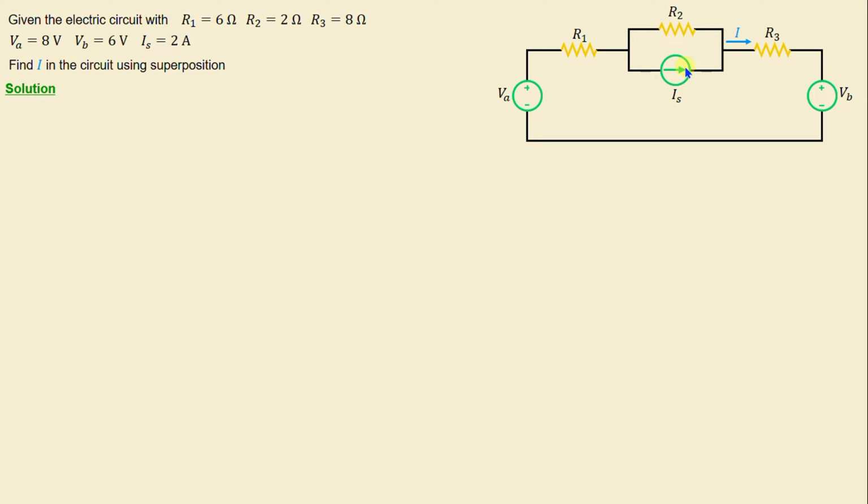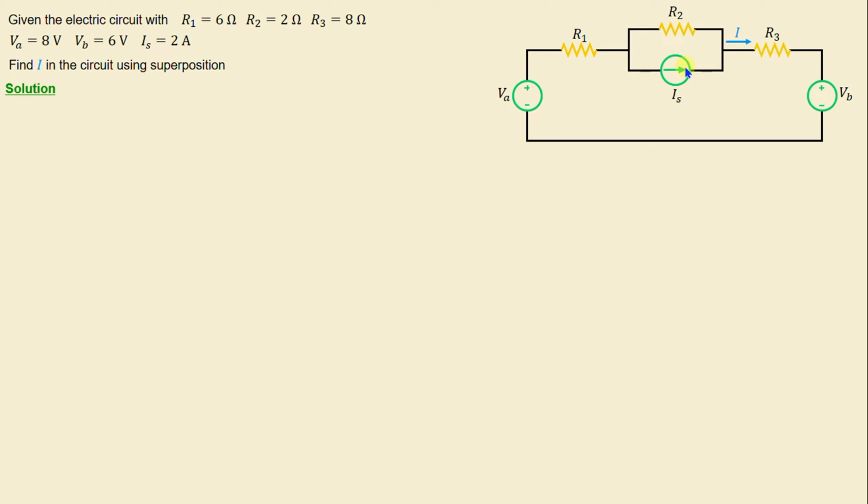Next, we proceed to deactivate all but 1 independent source in the network. This involves replacing the inactive voltage sources with short circuits, which means zero voltage, and the current sources with open circuits, which means zero current.